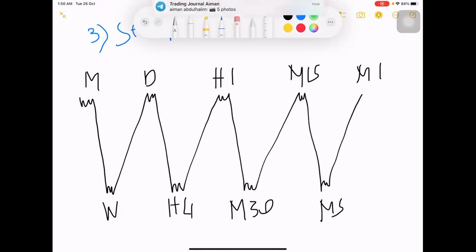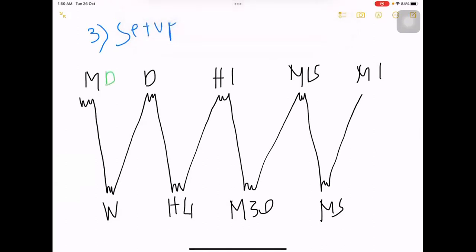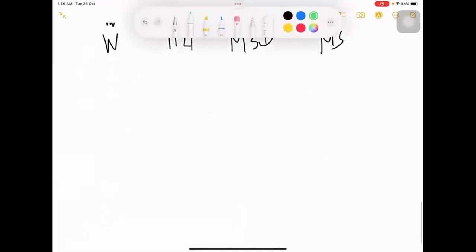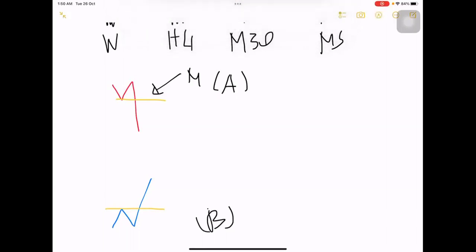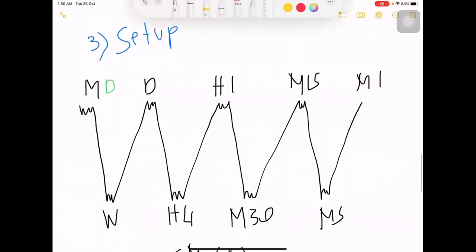So we have monthly reaction. For example, like this one. This one is key level, right? So this one is level monthly. So monthly must stop to monthly, right? So this one is point A, and this one point B. So monthly to monthly.